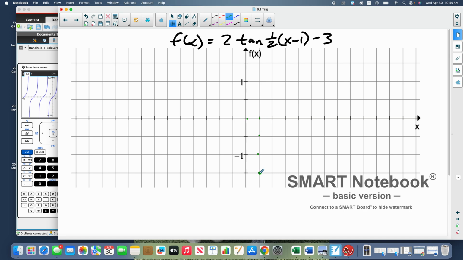1, 2, 3. Now, I know the scale says those are halves. I'm going to count them as wholes. If not, I'm going to be off the graph. So we're going to say right there, that's going to be my starting point. Okay?